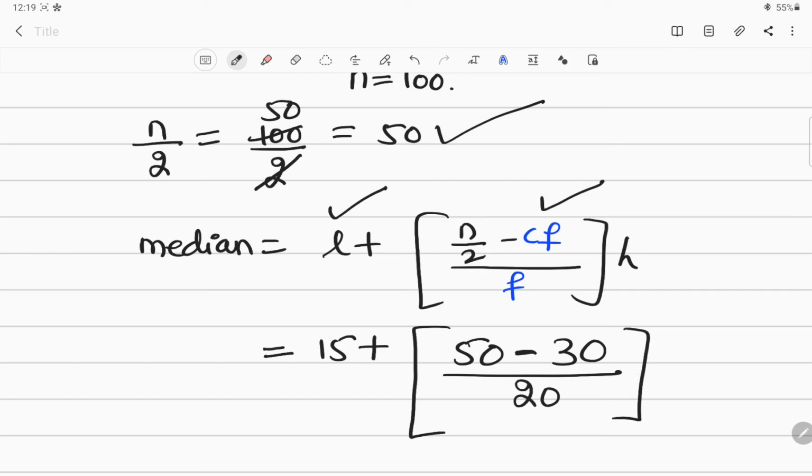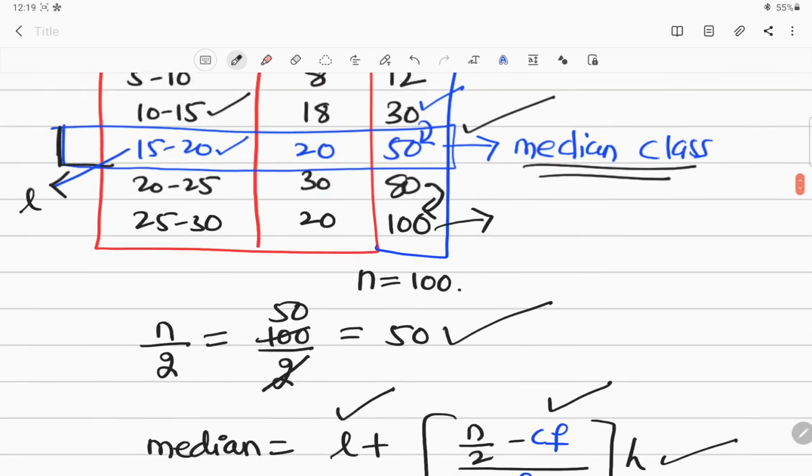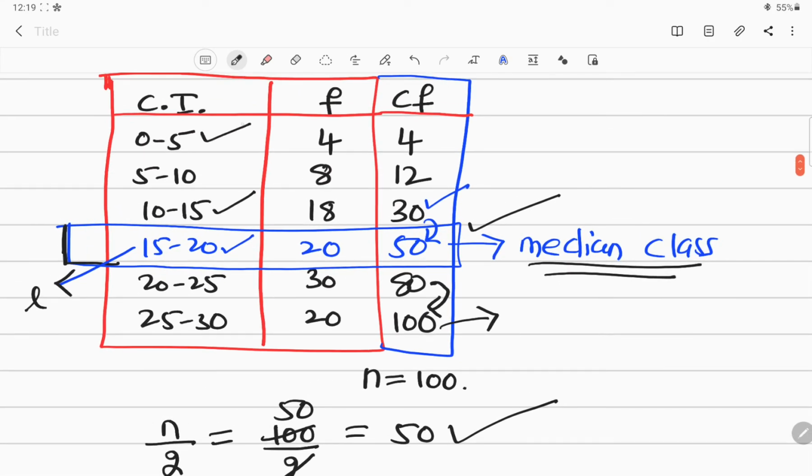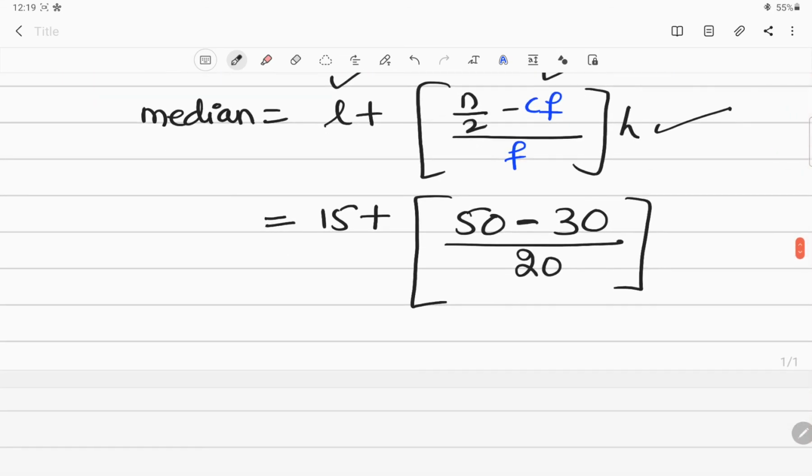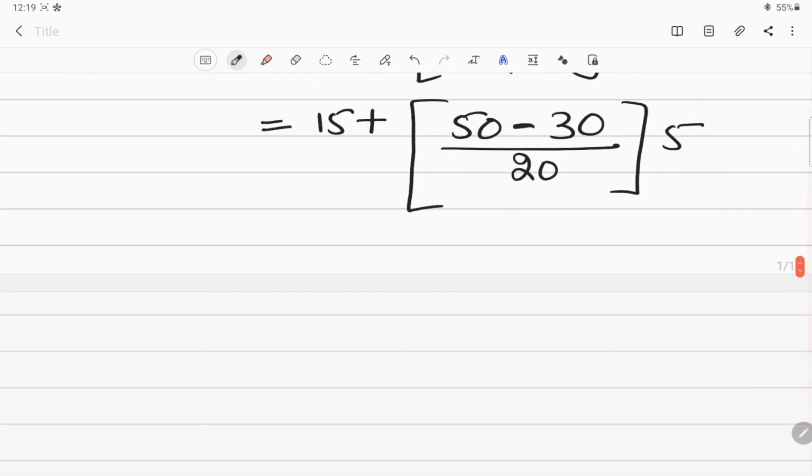H means, as I have already told in mode also, the width of the class, or height of the class. What is the width of this class? 0 to 5 means 5, 5 to 10 means 5. That width is 5. So just write it down. Now do the calculations.